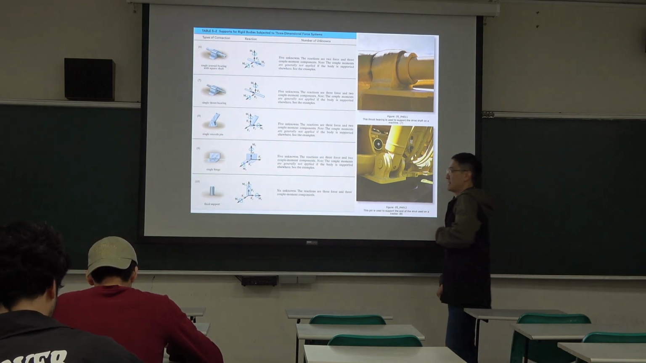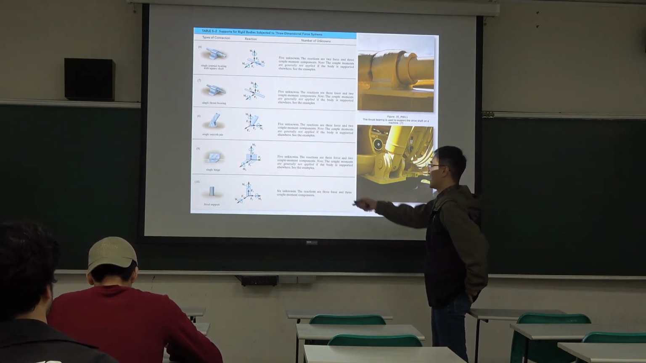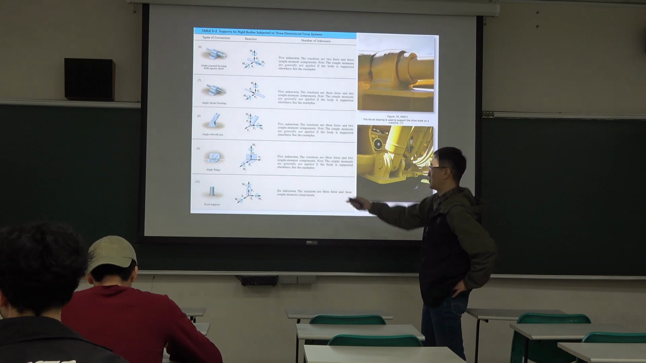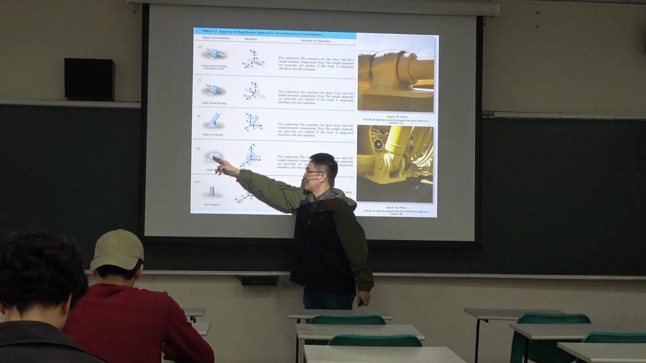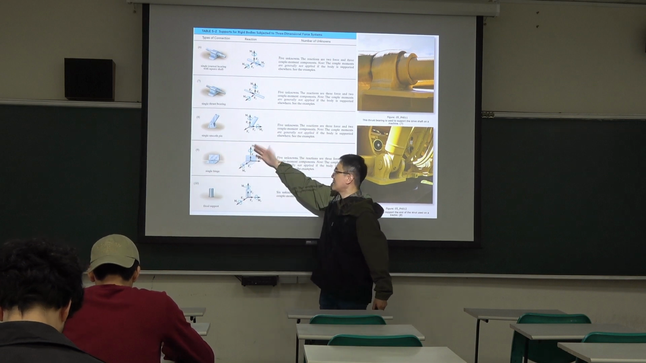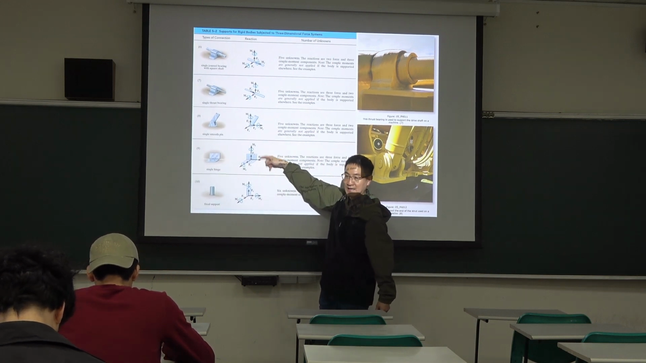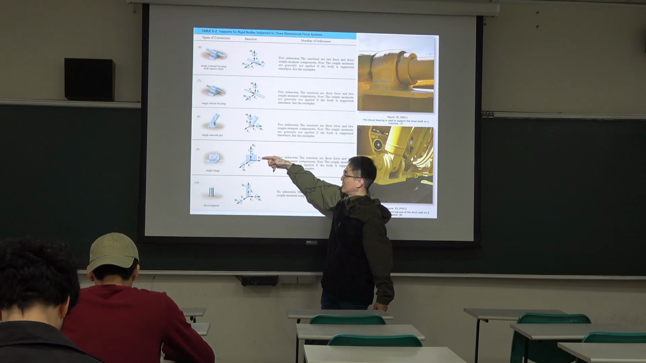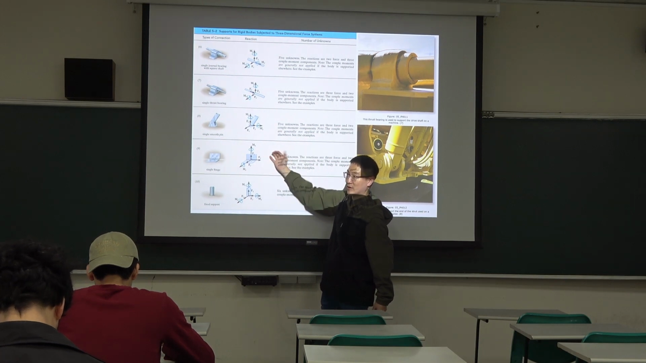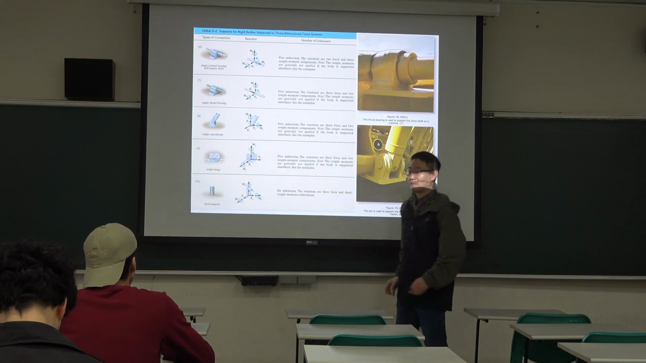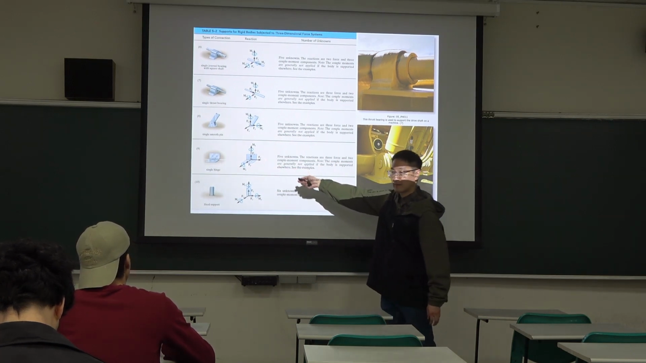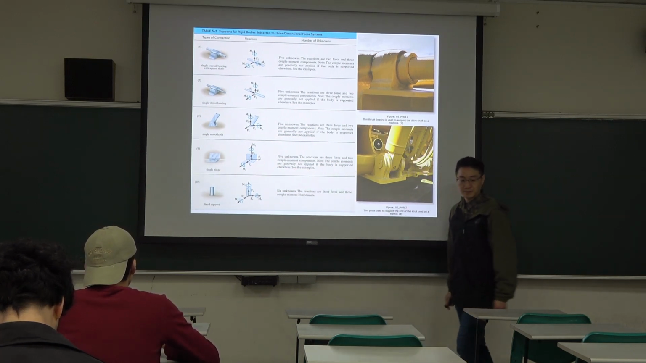Okay, then next one is a single hinge. From this figure, this kind of design can rotate this way, so it cannot provide a resistance for this direction of rotation. The other unknown information, the other reactions, can be provided.